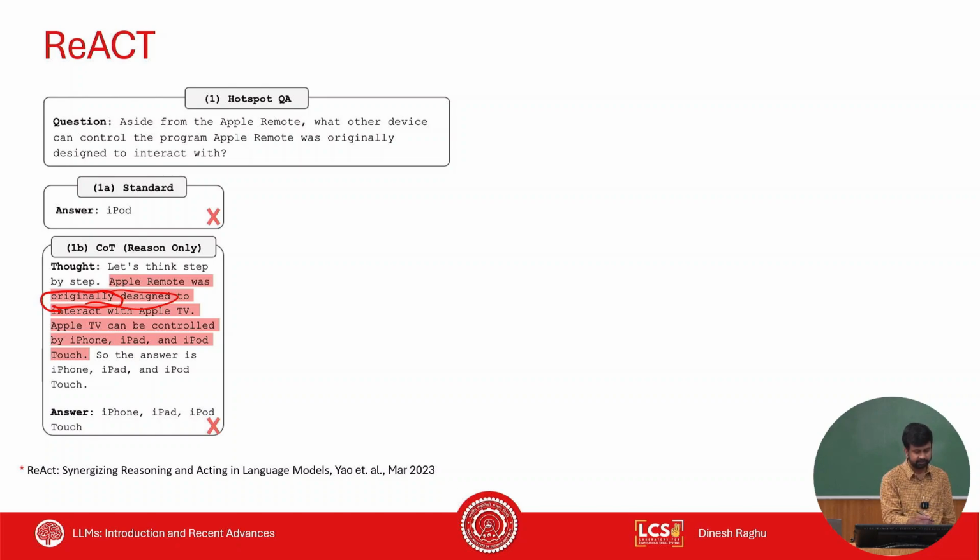Because Apple Remote can interact with Apple TV and everything else is true. So except for those 2 words, everything seems to add up, but there's a bit of hallucination there. But it seems very plausible for a person who doesn't know the thing, right?